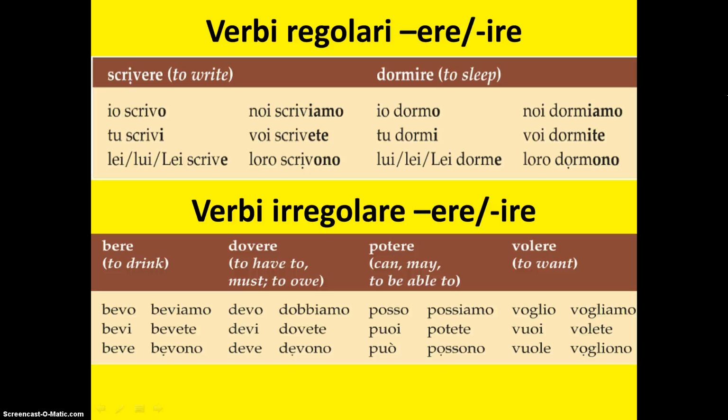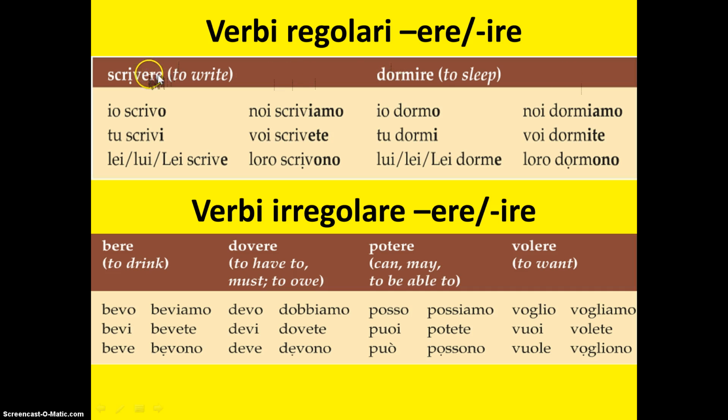In this lesson, we will briefly review how to conjugate regular verbs that are in the -ere and -ire forms in the infinitive, as well as looking at some irregular verbs with the -ere endings. First, let's look at scrivere and dormire as examples of how to conjugate regular verbs.